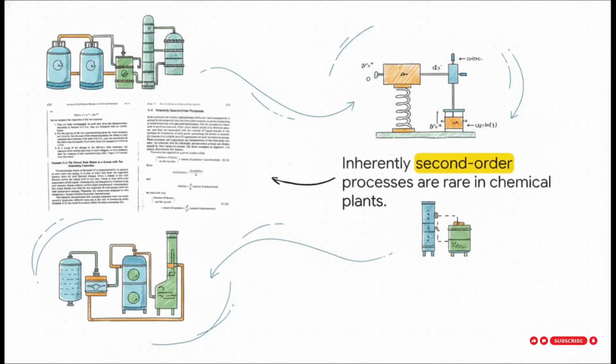Let's swing the pendulum back to reality and see where these different zeta values actually play out in a real chemical plant. Interestingly enough, inherently second-order behavior actually arises rather rarely in the pure physical world of chemical processing. While mechanical engineers are out there dealing with second-order spring mass systems all day long, chemical engineers usually have to create second-order systems through specific, intentional combinations of equipment.